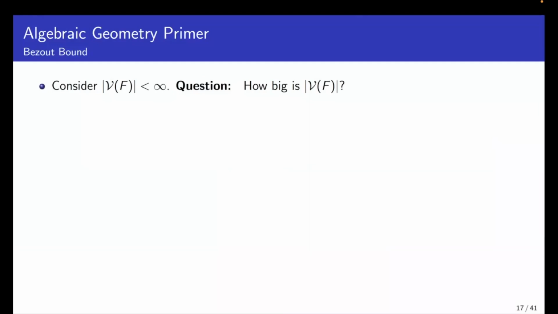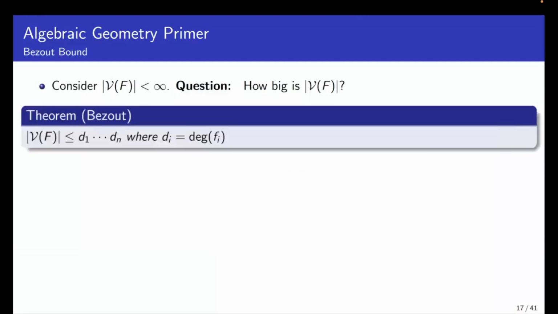Well, this is, again, a very classical question, and it was actually resolved by Bezout. What he showed is that this variety is bounded above by the product of the degrees of the polynomials. So for instance, if I have a system of 2 equations in 2 unknowns, and they're both degree 2, then Bezout's theorem tells me that either I have infinitely many solutions, or some positive dimensional component, or I have at most 4 solutions over the complex numbers.